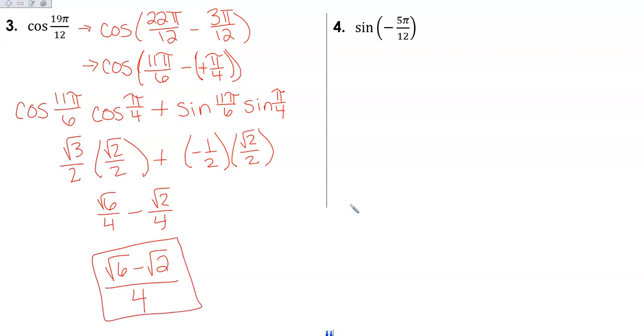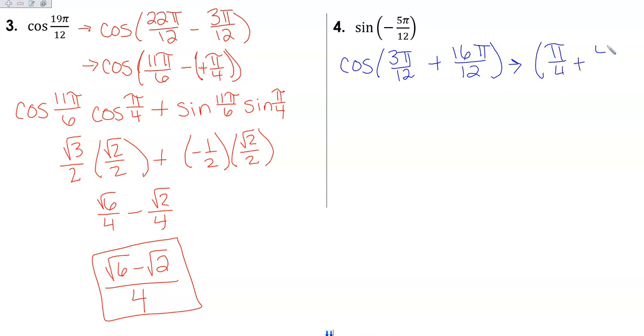Now, you do not have to write this down; I'm going to erase it. But a lot of people asked why we couldn't take this 19 pi over 12 and just say, what if I wanted to do the cosine of 3 pi over 12 plus 16 pi over 12, which is going to reduce down to pi over 4 plus 4 pi over 3. So let's try it and see if we get the same thing.